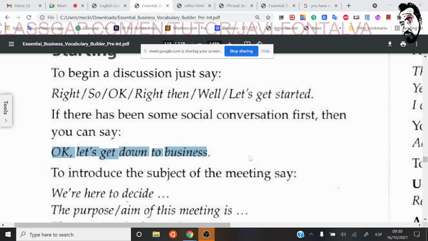Yeah. So sometimes you want to be serious. You want to talk about business. So this is an expression. Okay, let's get down to business. Vamos a negocio. Vamos a hablar de negocio. Vale, vamos a hablar de negocio. ¿Vale?